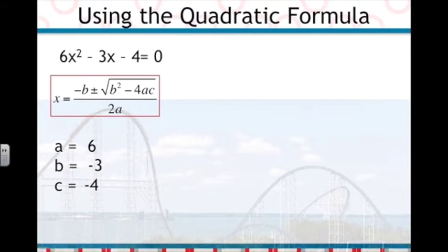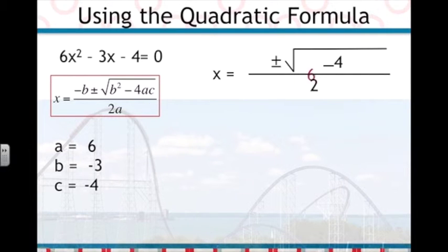The next thing to do, now that we know what a, b, and c are, is to substitute them into the formula. Anywhere you see an a in the formula, replace it with a 6.